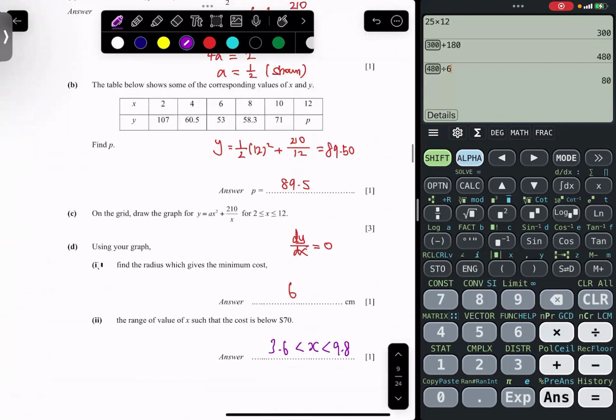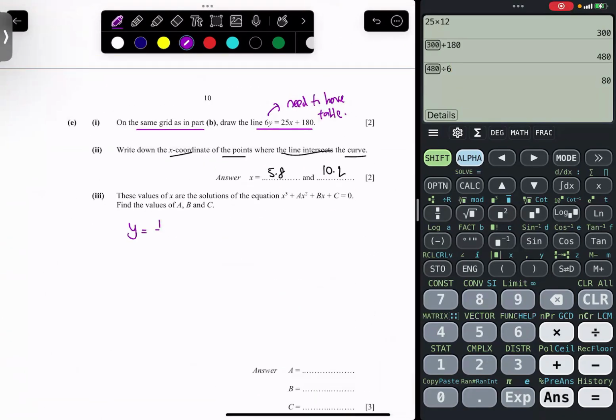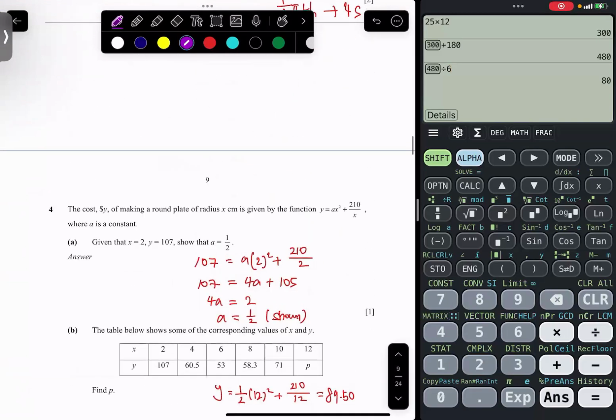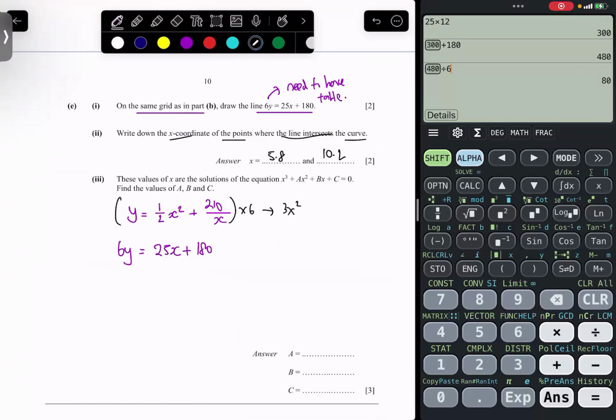Now the line intersects the curve, so what do we do? We just equate both of them. So y equals half x squared plus 210 over x. And then we have 6y equals 25x plus 180. Now, to make things convenient, I'm going to multiply this by 6, so that I'll get 6y equals 3x squared plus 210 times 6, so that is 1260 over x.